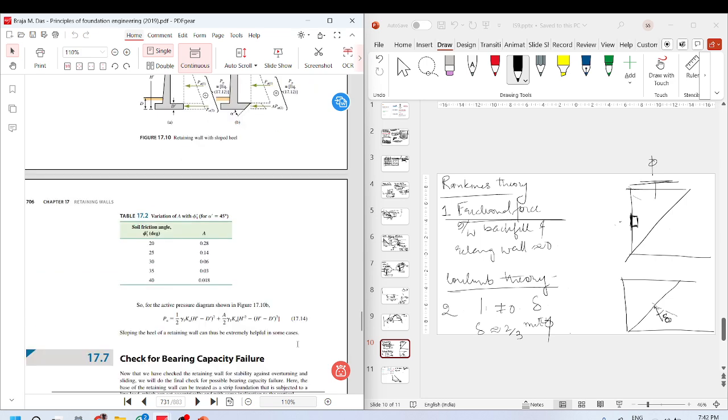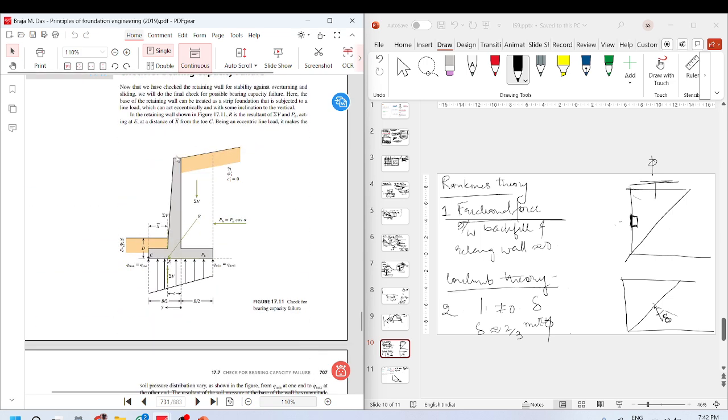And if you had, let me say, an inclined backfill, you would see a resultant like this. So you will have a PH in this direction and PV in this direction.